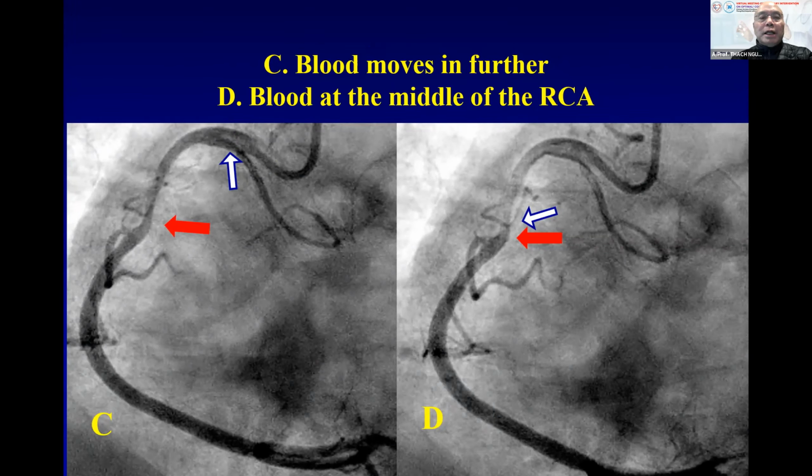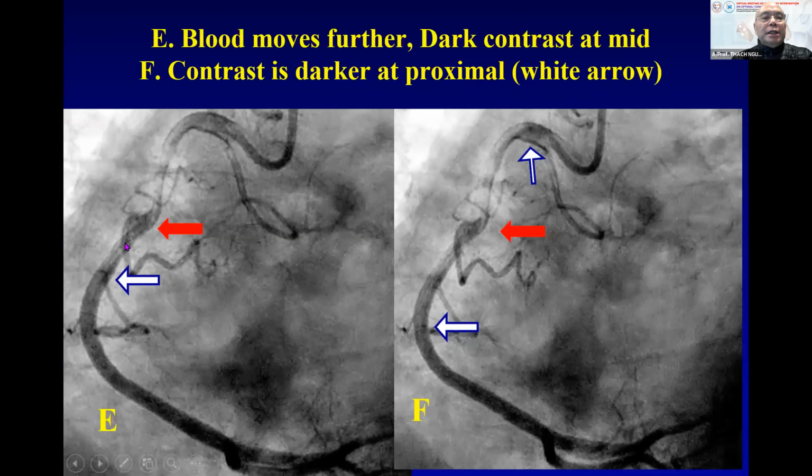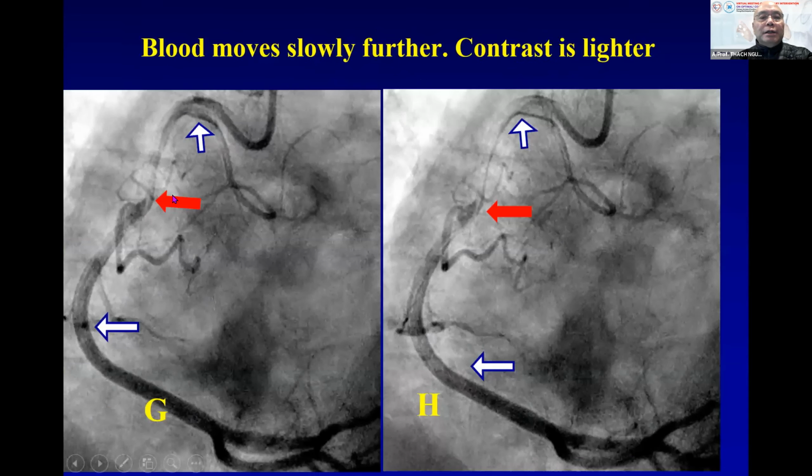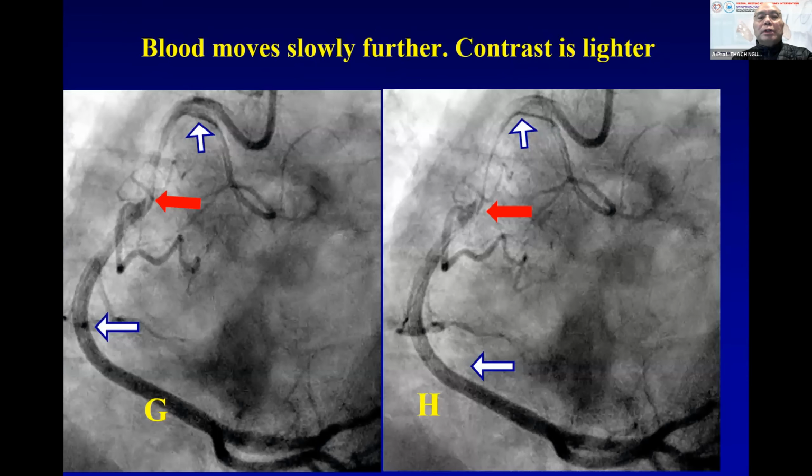Now we go to the next one. In E, we see the flow go further in systole, but the contrast stays at the mid segment, and it is turbulent here because the flow is disorganized. And then in G, we have the same thing, disorganized flow at the mid segment. And this is before we put the stent.